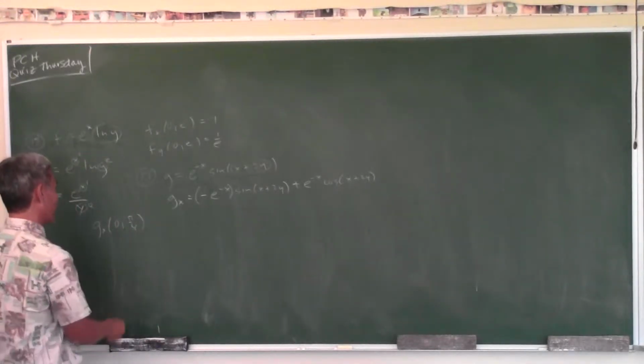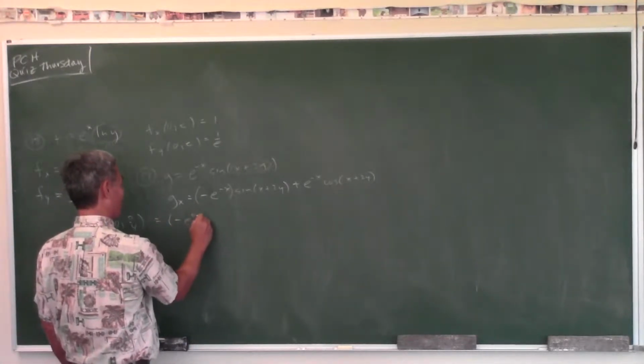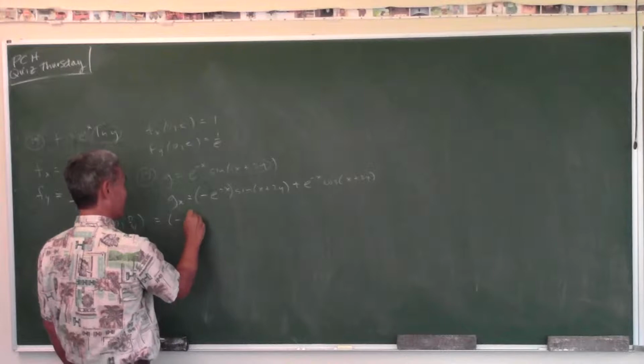Okay, then I got that. All you have to do now is plug in 0 and pi over 4. It's right here. Negative e to the 0. I'm just going to put negative 1.